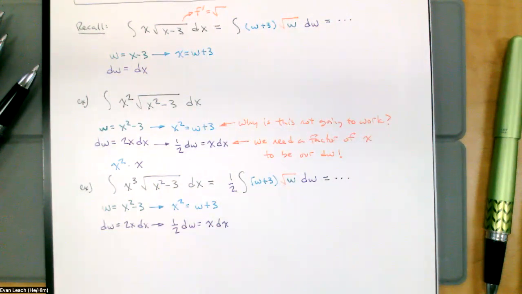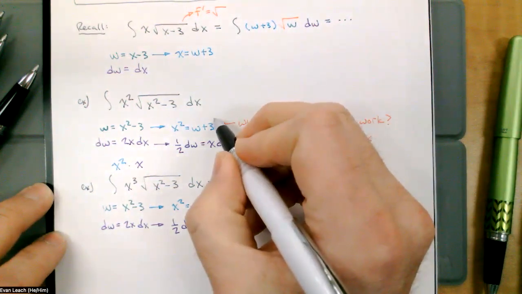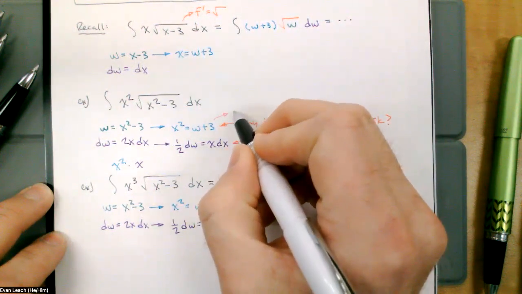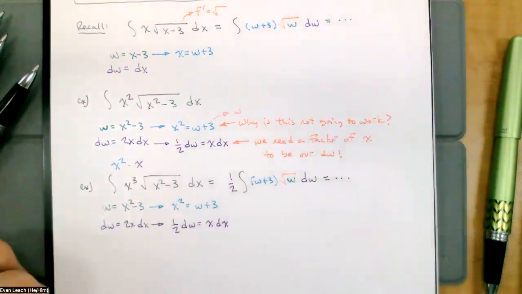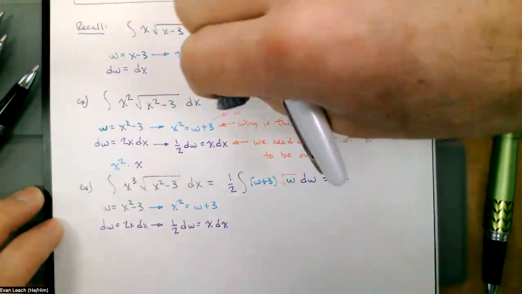So in the previous problem, we might think that we want to take that x squared is equal to w plus 3 and just solve for x to see what one x looks like. But then one x looks like a square root of w plus 3. And our problem is just going to get worse. So if you were thinking, why don't we just solve for one of the x's?